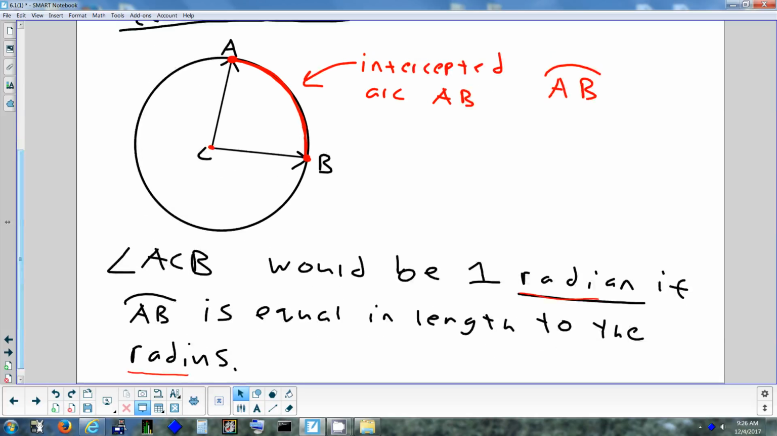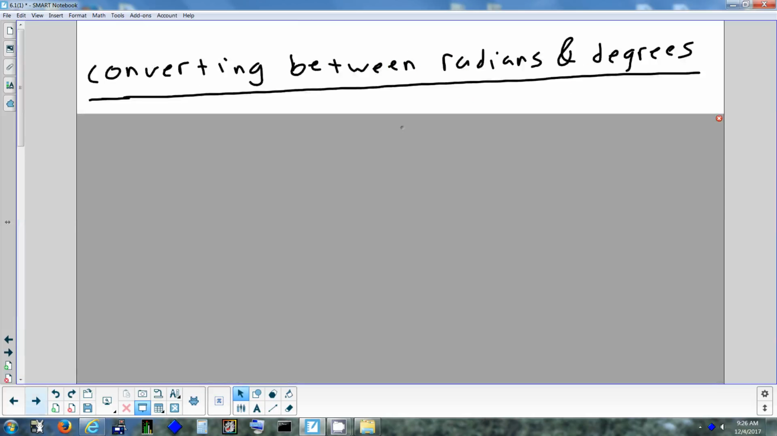So any question on that idea? It doesn't really tell you anything numerical about a radian. It just shows you the connection between a radian and a radius. That's what it does. Now we're going to look at something more numerical. Does anybody already know the conversion between radians and degrees?